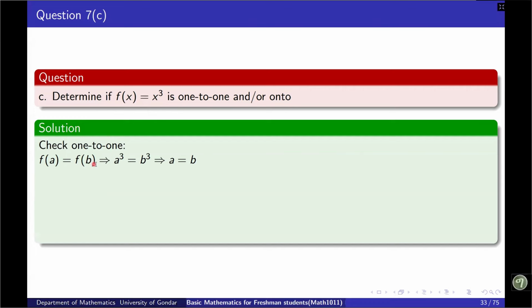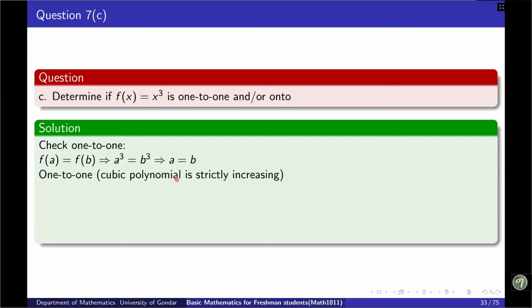Let f of a equal f of b. This implies a cubed is equal to b cubed. Then, taking the cube root of both sides of this equation, we have a equal to b. Therefore, for f of a equal to f of b, we have a equal to b. Therefore, the function is 1-to-1.